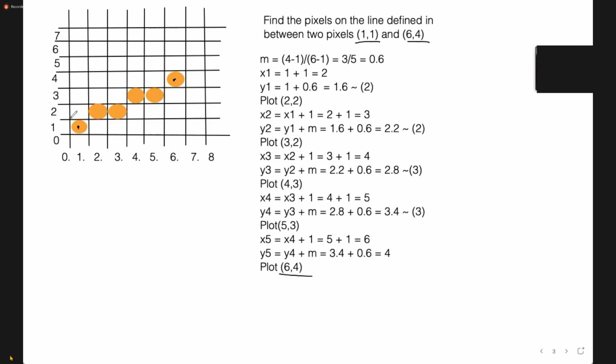The pixels are joined together. The pixels are adjoined together here. They are adjacent. Therefore, continuity is available. No problem with the continuity.